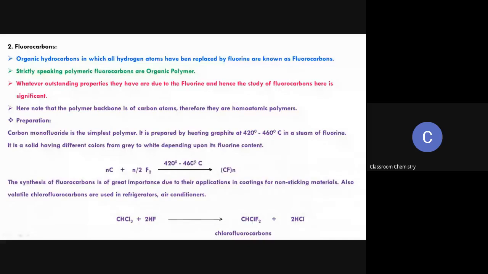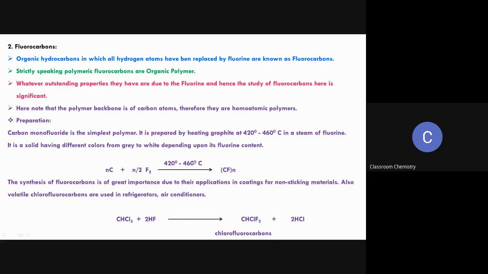So in the case of preparation, you should know that carbon monofluoride is the simplest polymer, and it is prepared from graphite at 420 to 460 degrees Celsius in a stream of fluorine. It is a solid having different colors from gray to white depending upon its fluorine content.